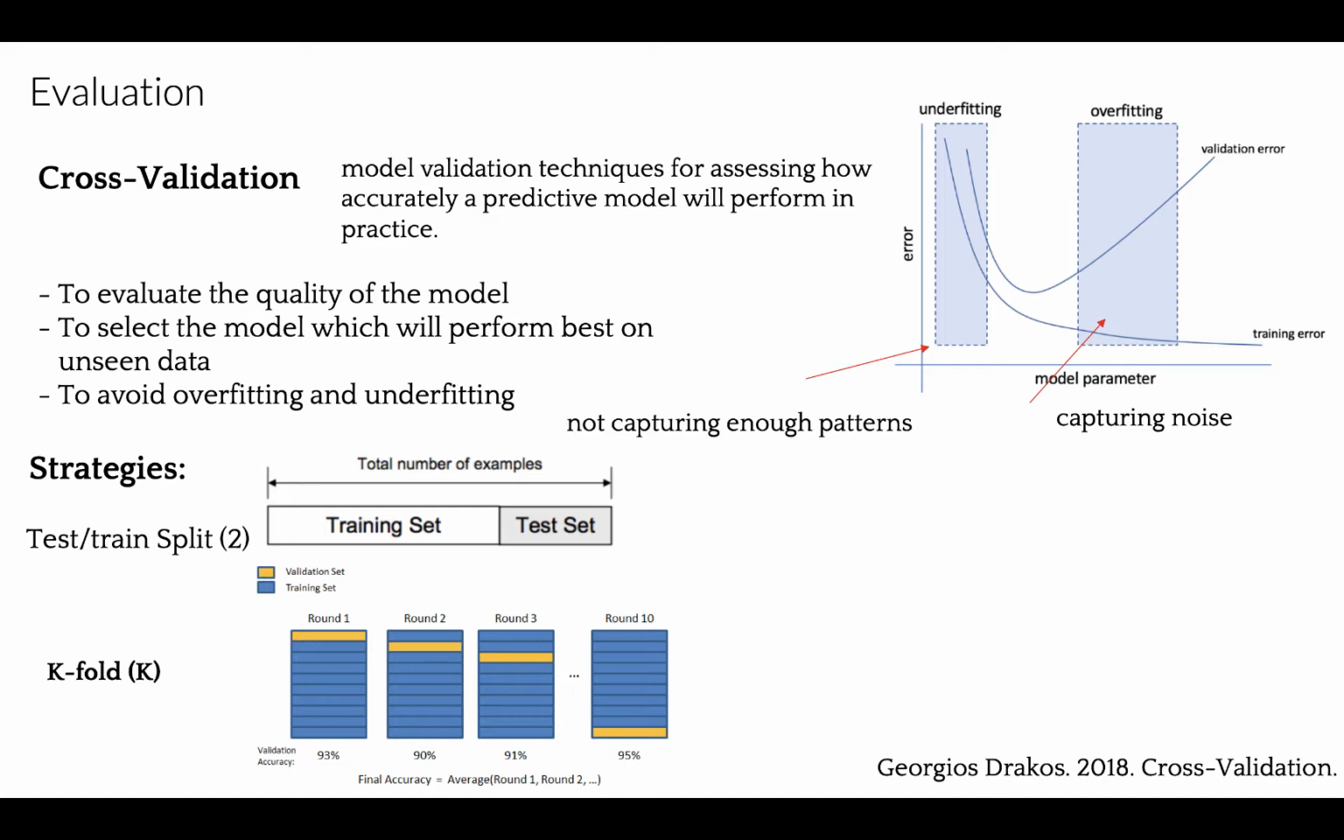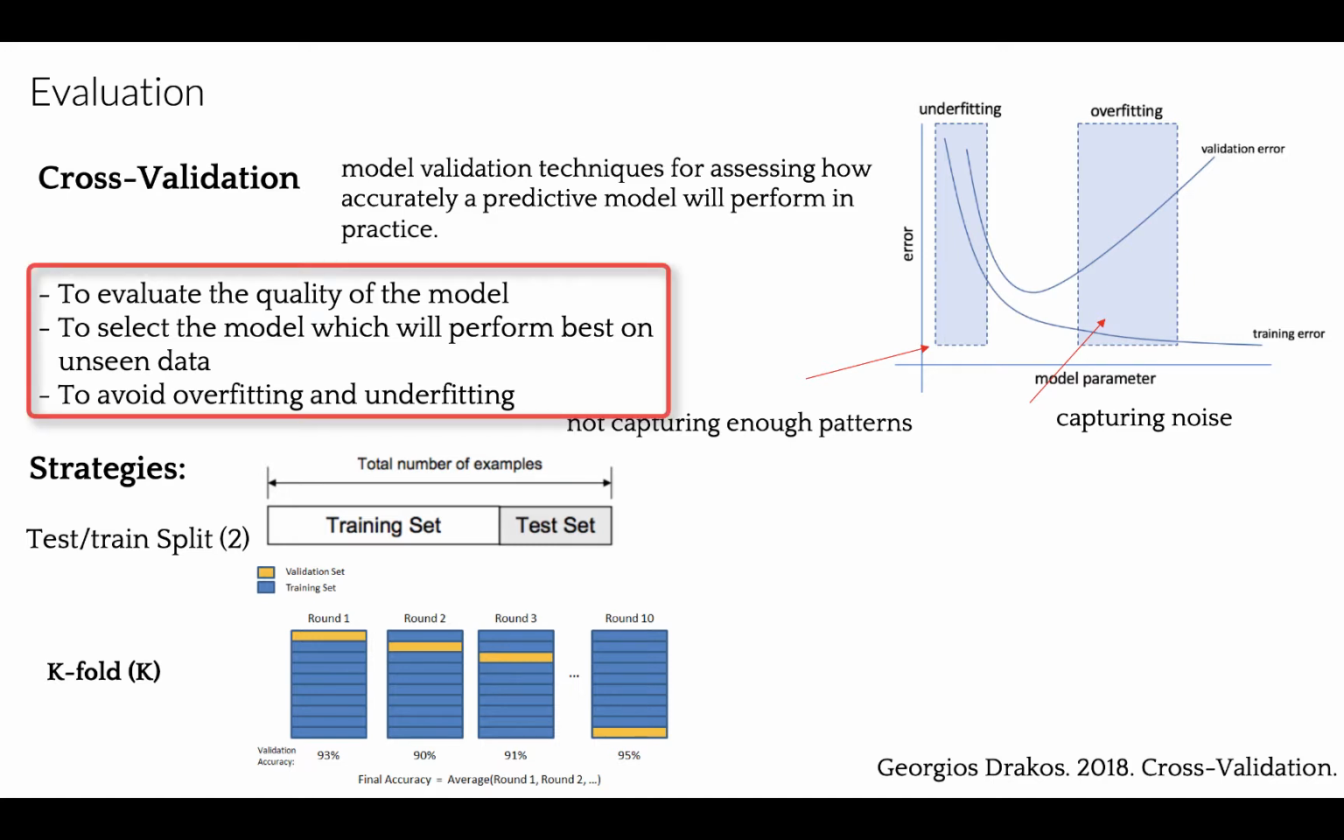Another important topic for this week is evaluation. Let's discuss cross-validation and what it means. Cross-validation is a model validation technique for assessing how the results of a statistical analysis or model will generalize to an independent data set. It is used in settings where the goal is prediction and we want to estimate how accurately a predictive model will perform in practice. So cross-validation helps us evaluate the quality of the model.